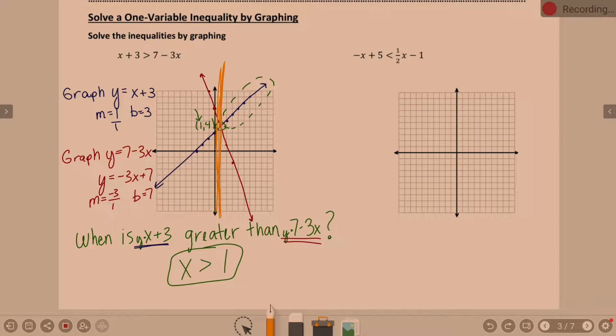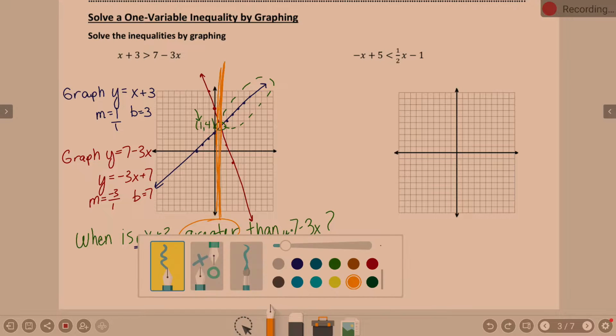In this case, the question was greater than. So I was asking, where is my blue line bigger than my red line? You know what I'm saying? So if the sign was the other way, it would have said less than, right? It would have said what is y if we had been asking when is x plus 3 less than 7 minus 3x? Okay. You good, Jay?